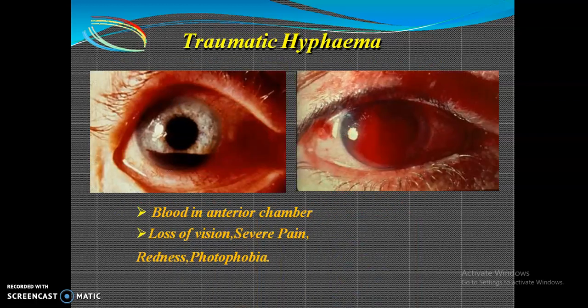Then the traumatic hyphema means that's a pooling of the blood. That blood in the anterior chamber will be there. From this picture it's clear that there is a pooling of the blood in the anterior chamber and loss of vision, then severe pain, redness and the photophobia. These are the main things in the hyphema formation.